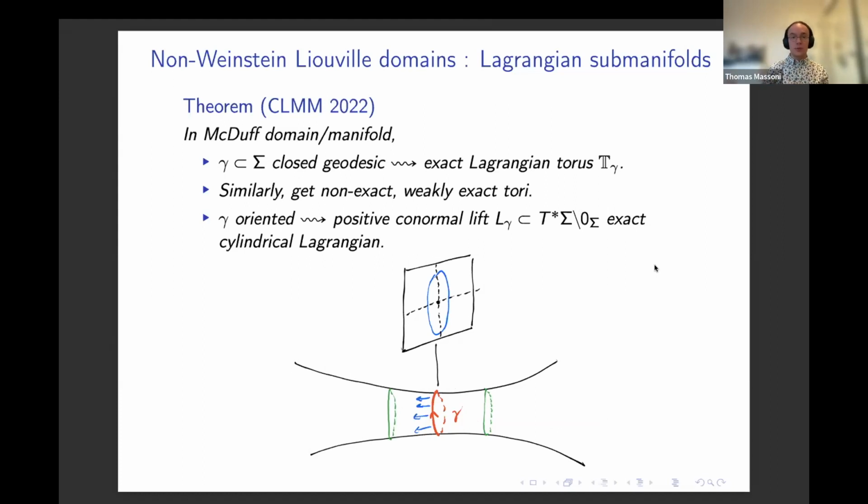And in particular, if you pick a collection of 3g minus 3 disjoint closed geodesics, that will give 3g minus 3 Lagrangian tori, which will be non-isotopic and disjoint as well. So a fairly large number of exact Lagrangian tori. And well, there is also a depiction of this positive conormal lift, which is an exact cylindrical Lagrangian.